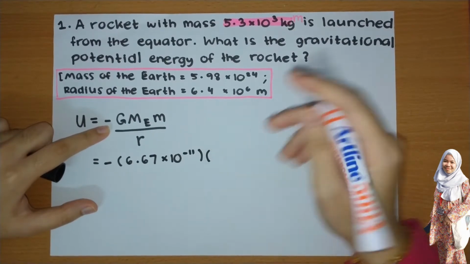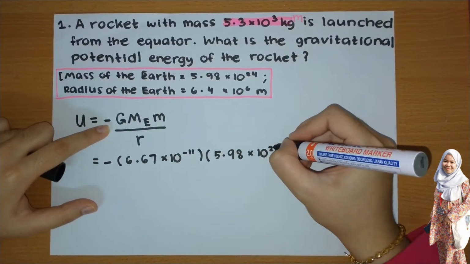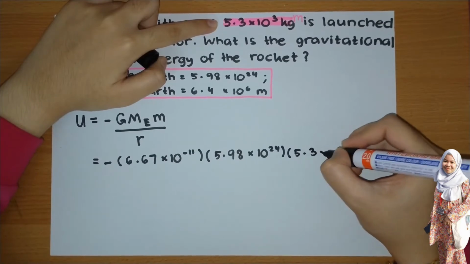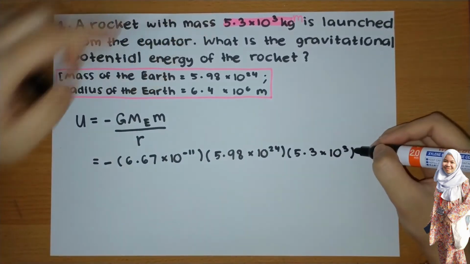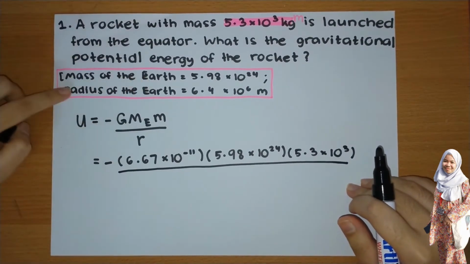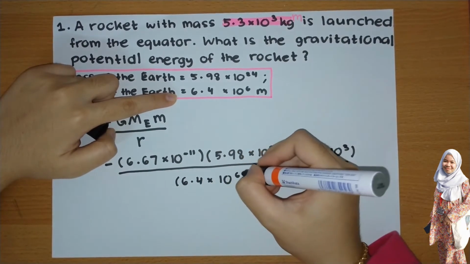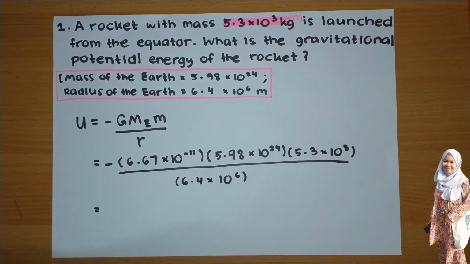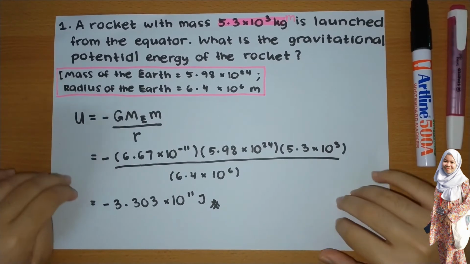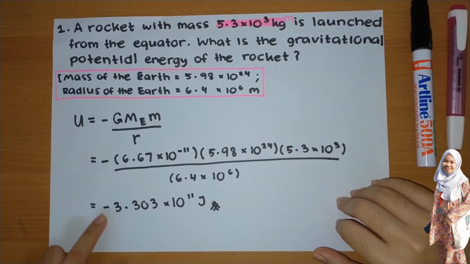Remember, for the mass of the Earth, you can also use 6 exponent 24, especially if your lecturer has a preference. Listen to your lecturer, okay? And now we have the answer. It's quite easy for the first example. But guys, don't forget the unit joule and the negative sign.